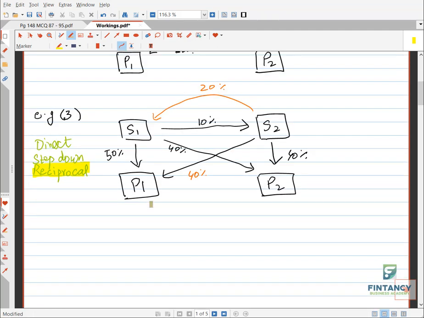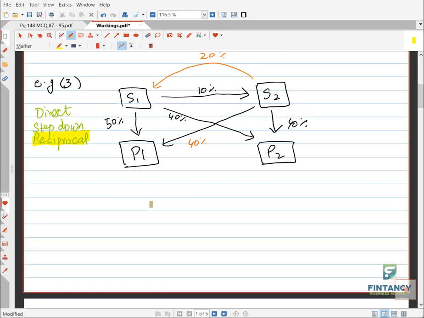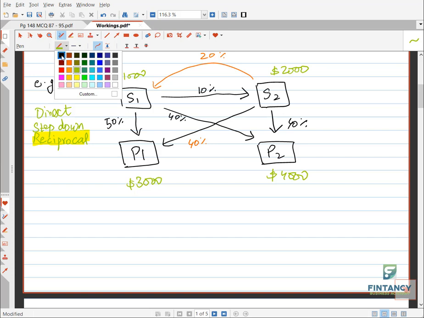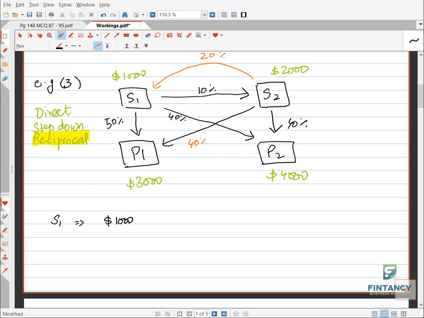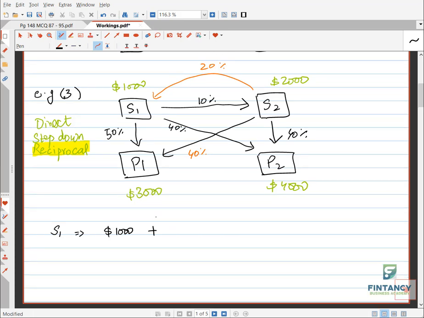So let me go back to this page, okay, and I will create the equation here easily. So see, first of all, let's create equation for S1. Okay, remember how much was the figures? 1000, 2000, 3000, 4000, right? So if I say how much is S1, what you will tell me? You will tell me S1 is $1,000 plus 20% of S2, right or not?